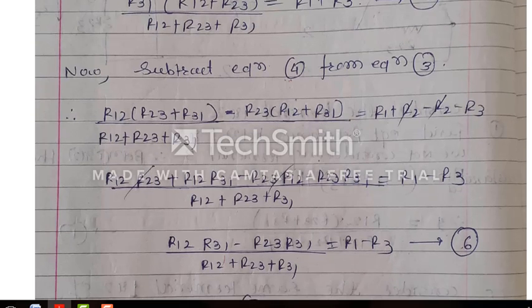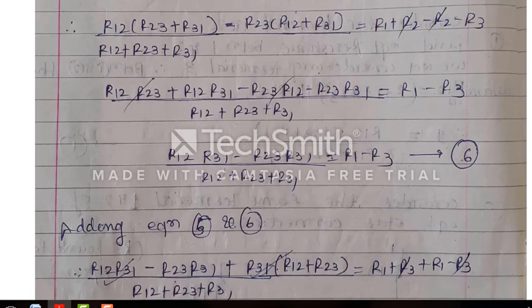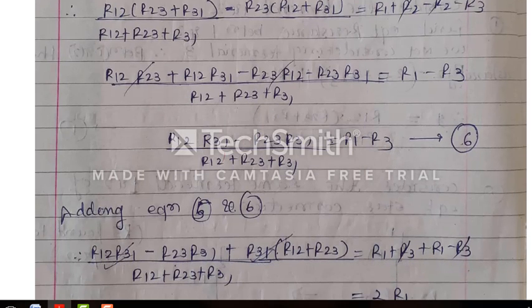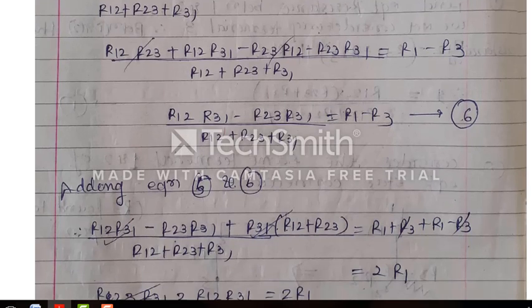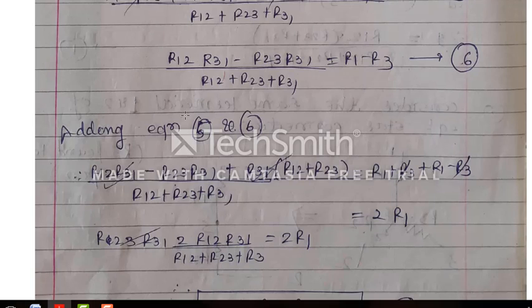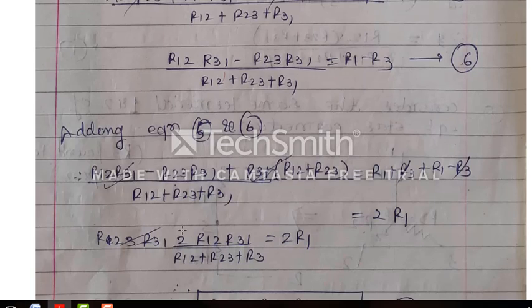Now the next step is to add equations 5 and 6. After adding equation 5 and equation 6, you will get finally 2 R12 R31 divided by R12 plus R23 plus R31, which is equal to 2 R1.